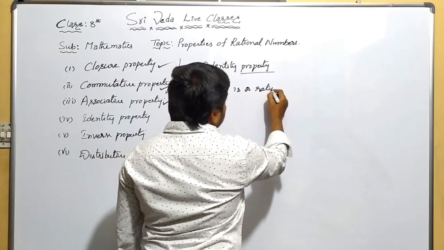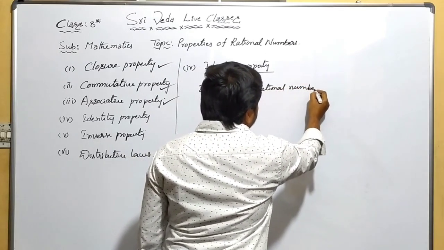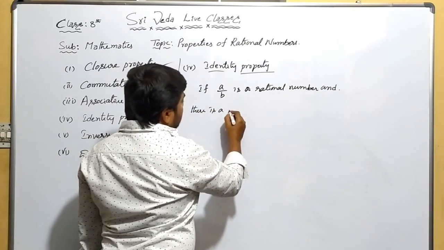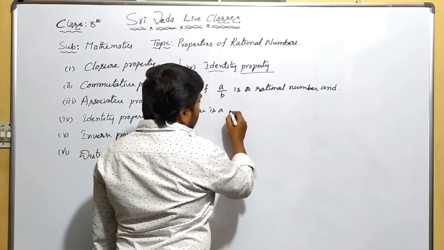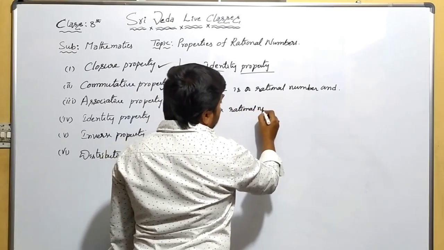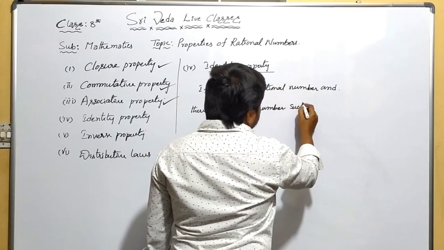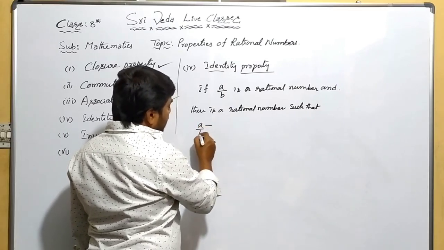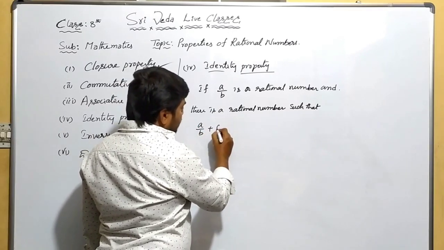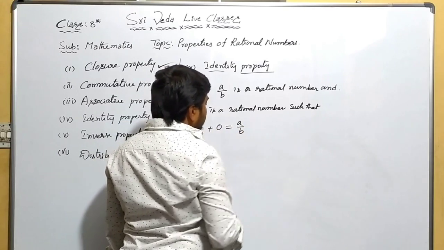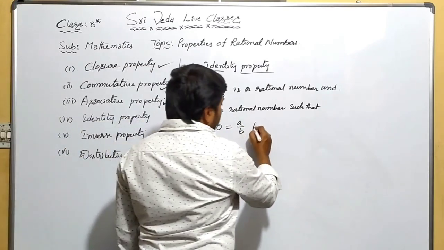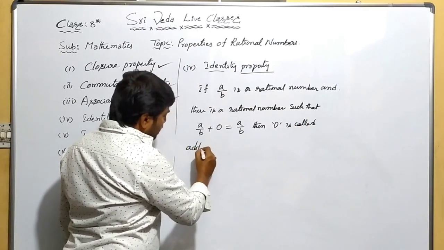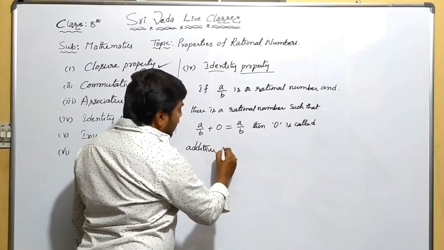and there is another rational number such that a by b plus 0 equals a by b, then 0 is called additive identity.